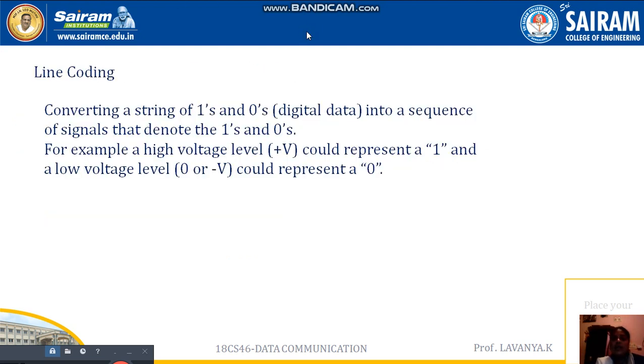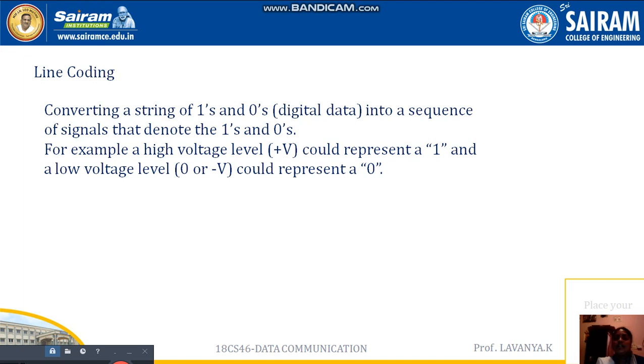Line coding converts the digital data, which I said will be zeros and ones, and produces the digital signal in the form of symbols or voltage levels. It should be a high voltage or a low voltage. How can we identify whether it should be high voltage or low voltage? With the help of the digital data.